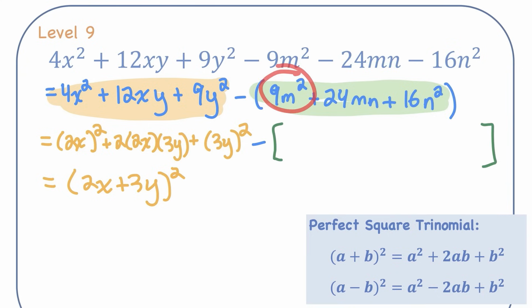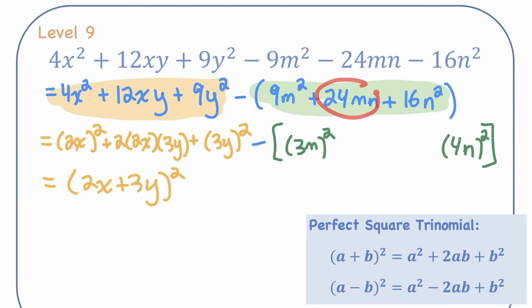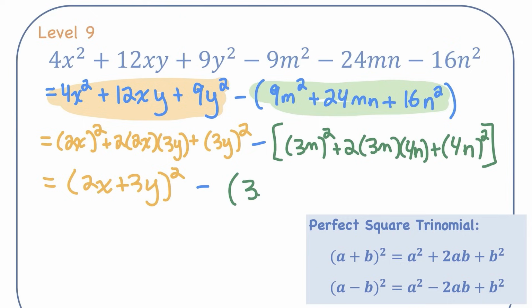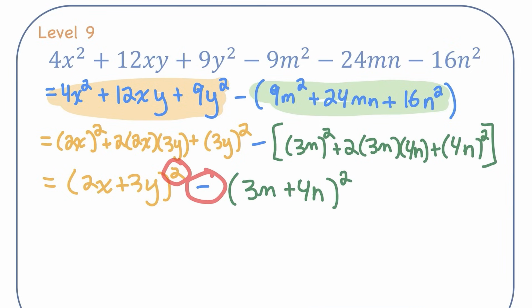The first term is a perfect square. It's a 3m being squared. The last term is a 4n being squared. And the middle term is double the product of the 3m and the 4n. So for that reason, I know that it factors to 3m plus 4n squared. So now I have a difference of squares.